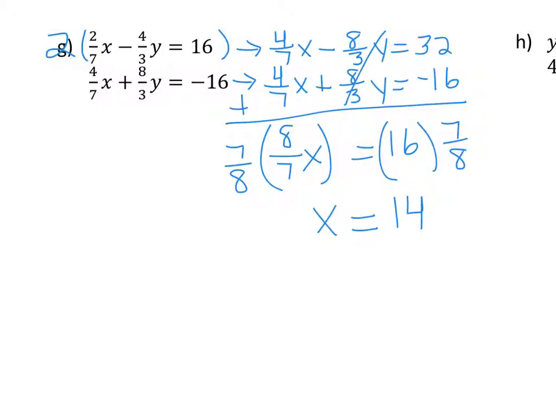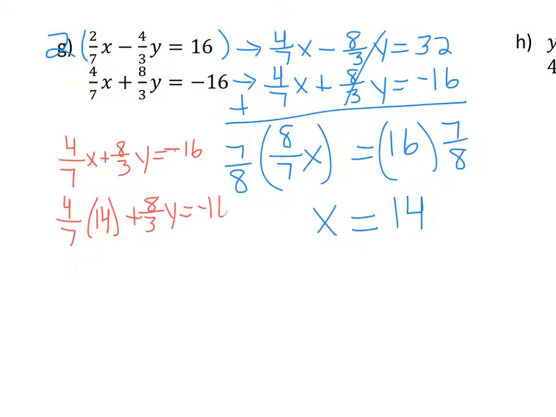Now that I have x, pick an equation, plug it in. I'll pick the second one. 4/7 x plus 8/3 y equals -16. 4/7 times 14 plus 8/3 y equals -16. 4/7 times 14 is 8. 8 plus 8/3 y equals -16. Subtract 8. We get 8/3 y equals -24.